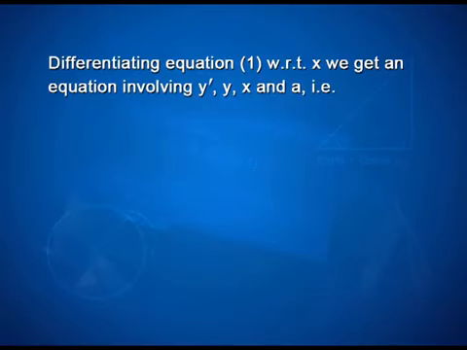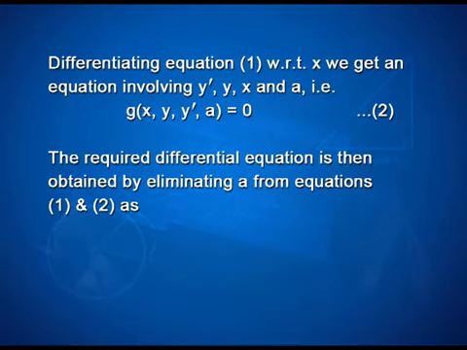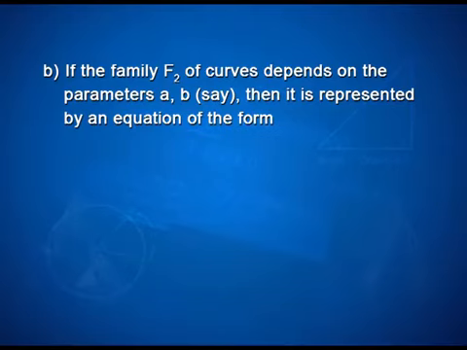Differentiating this equation with respect to x, we get an equation involving y dash, y, x and a, that is g(x, y, y dash, a) is equal to 0. The required differential equation is then obtained by eliminating a from equations 1 and 2, and we get f(x, y, y dash) is equal to 0. In the second case, if the family f2 of curves depends on two parameters, say a and b, then it is represented by an equation of the form f2(x, y, a, b) is equal to 0.